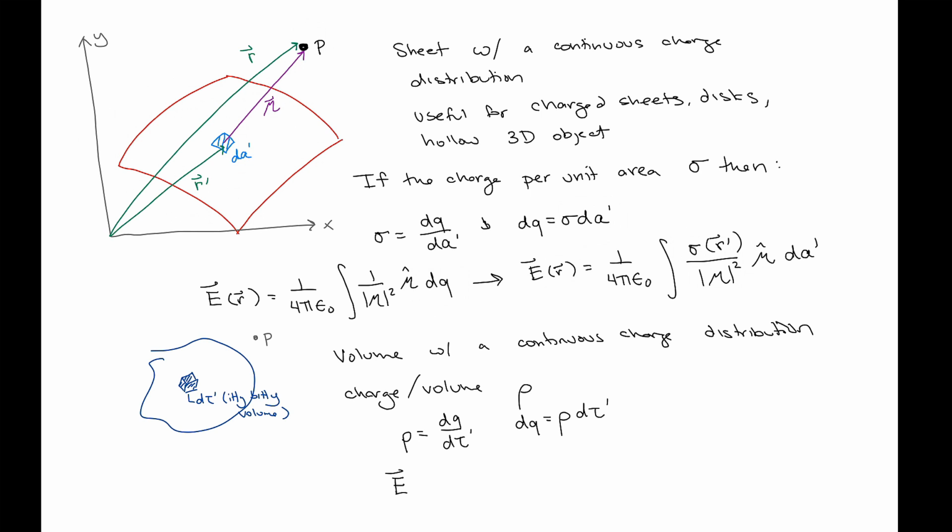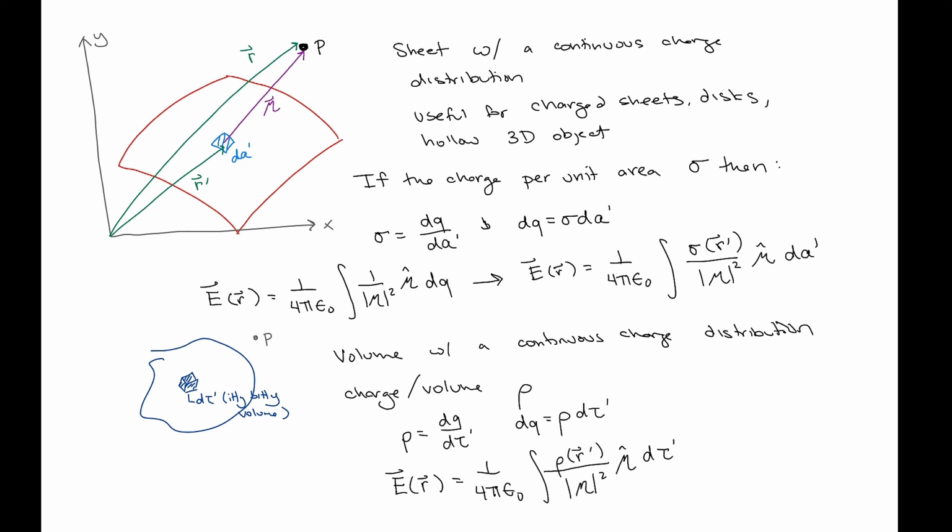For our electric field equation, the integral is now going to be 1 over 4 pi epsilon naught, but now I'm going to have rho of r prime, again because it's going to depend on the position of that piece of volume of whatever that object is. That's still going to be the magnitude of the separation vector squared. That's still going to be our unit vector. And now this is going to be taken over a volume.